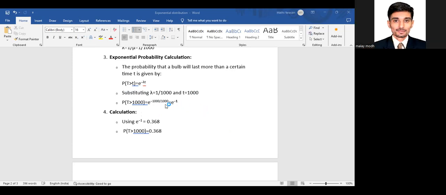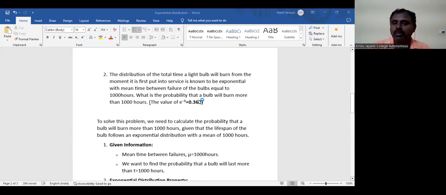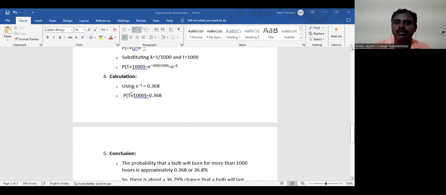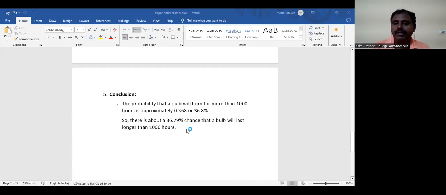Yes. Okay. Now the value of E to the power minus 1 is given in the question itself as 0.368. We can take that value here, so E to the power minus 1 equals 0.368. Now we have to convert into percentage. You will get 36.8%. So that is what they have given here: the probability that the bulb will burn for more than 1000 hours is approximately 36.8%. It is not 36.79, only 36.8%.